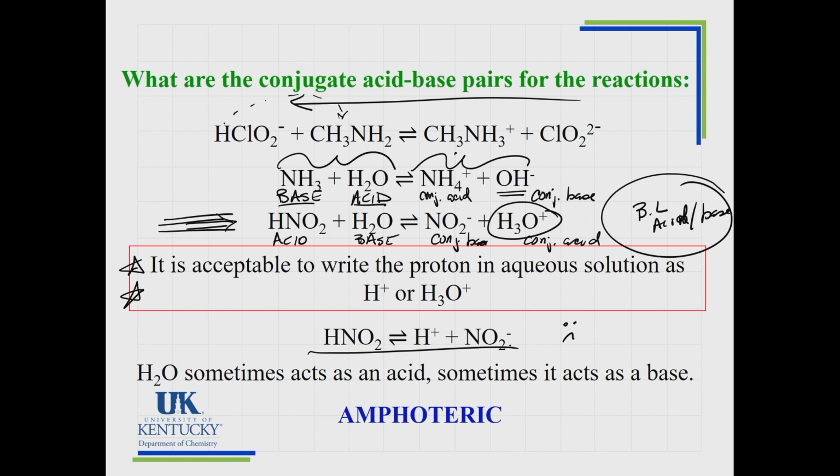Another thing that we see here is that sometimes water acts as an acid and sometimes it acts as a base. Let's look at the water in these two reactions. In the reaction I'll call number 1, it's acting as an acid. In the reaction I'll call number 2, it's acting as a base. In number 1, it's donating a proton. In number 2, it's accepting a proton. The word we use for that is amphoteric. Amphoteric is a substance that can act as an acid or a base depending upon its environment and depending upon the battle of the H.